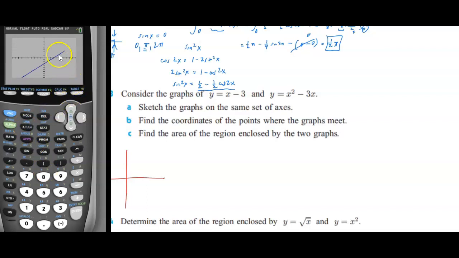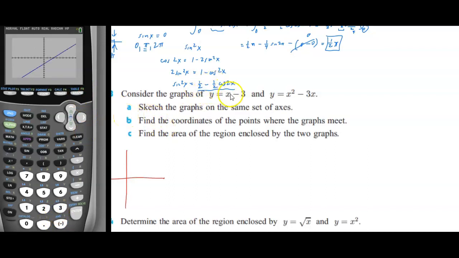What do these look like together? So there's the line. Y-intercept negative 3, slope of 1. Here's the parabola. X squared minus 3x. Okay, sketch the graphs on the same set of axes. Okay, find the coordinates of the points where the graphs meet. Did I do something wrong? Oh, x squared minus 3x. Oops.